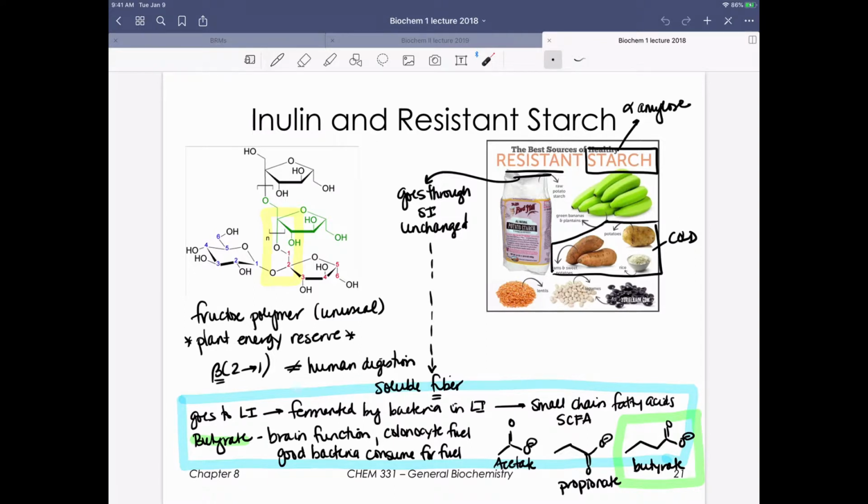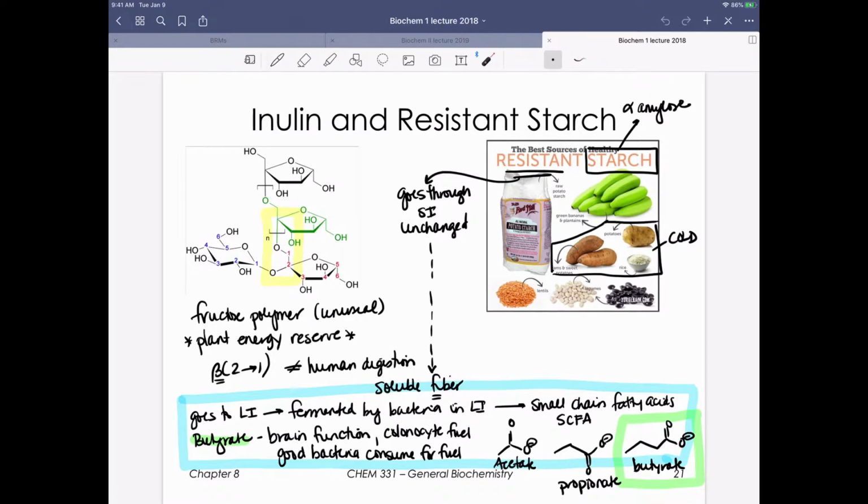And so once it's in the large intestine, your bacteria can ferment it. And we can create these short chain fatty acids that we talked about in our learning unit on fatty acids. And again, these are going to be really important. Butyrate is an important one that allows for colonocyte fuel. And again, good bacteria can consume butyrate for fuel. So butyrate is one of these really important short chain fatty acids that we see.